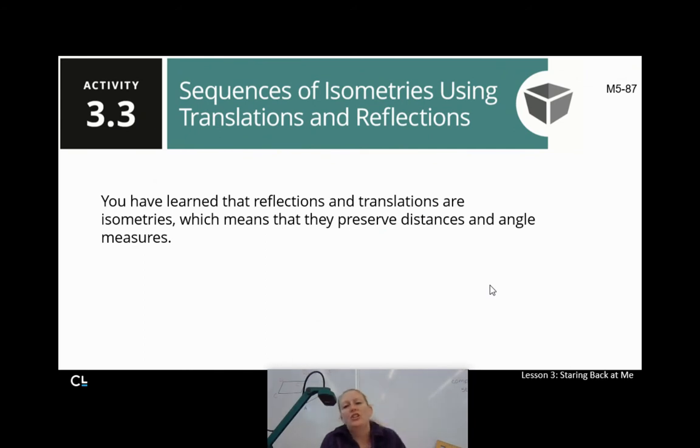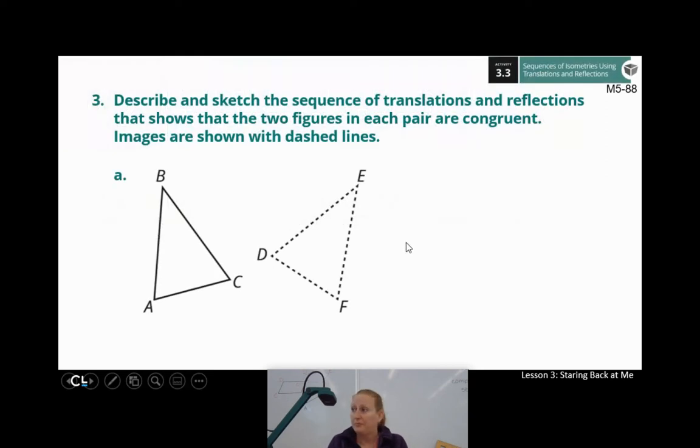So you've learned that reflections and translations are isometries, right? Which means they preserve distance and angle measures, right? When I reflect something, I don't change the angles, I don't change length, I'm just flipping it. When I translate something, I'm just sliding it over. I'm not changing the size or the shape. So they're isometries. They keep their size, they keep their shape.